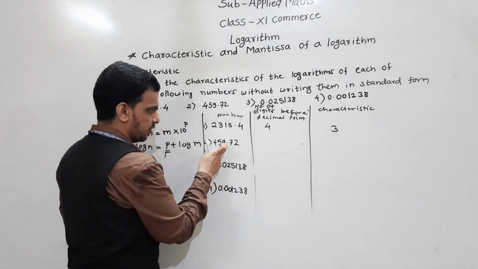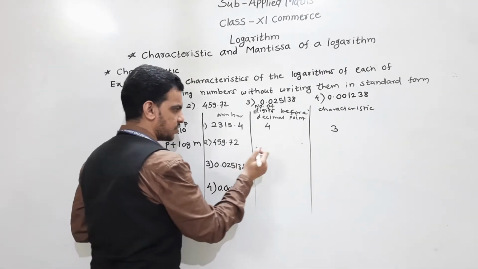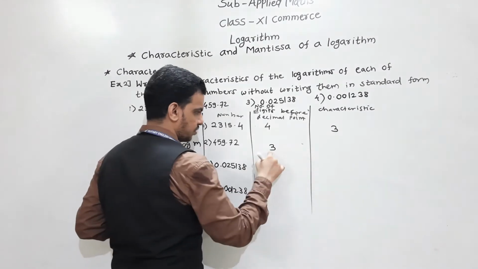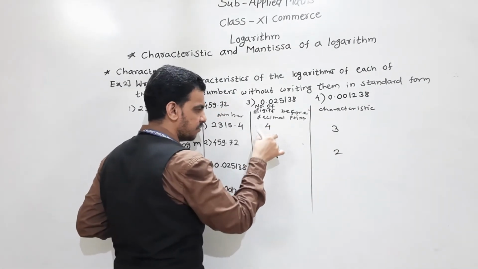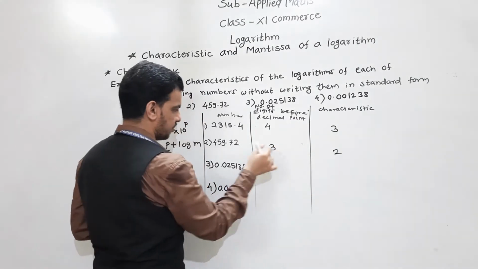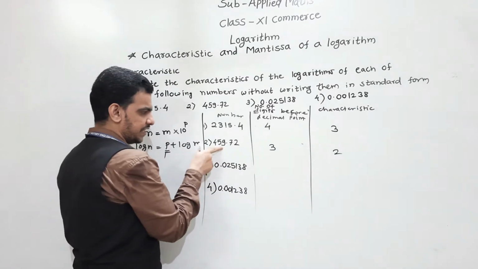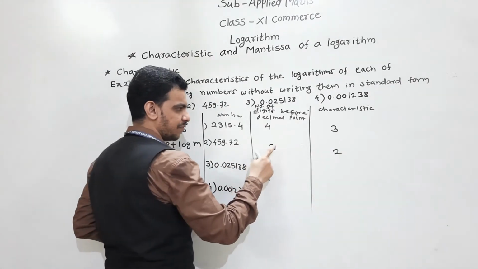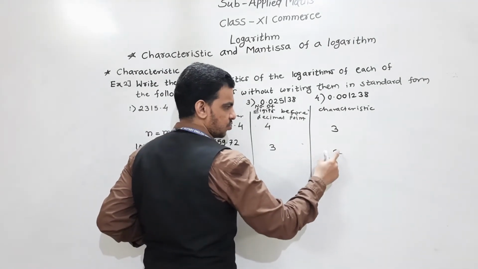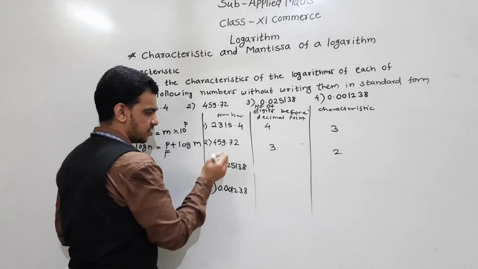Here, before the decimal point, 3 digits are there, so 3 minus 1 is 2. Here I am writing how many digits are there before the decimal point. So 3 digits, minus 1, that is 2. So 2 is the characteristic of the logarithm of this number.